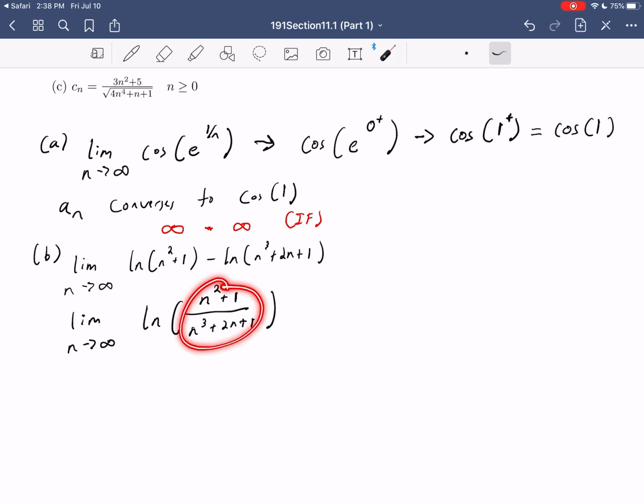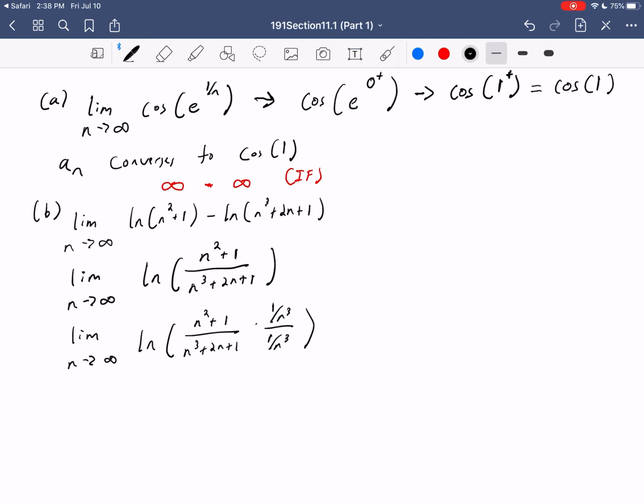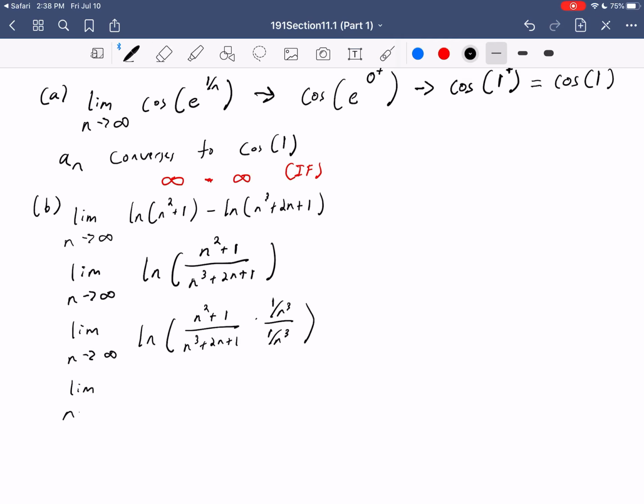Now, in here, we can notice that this is polynomial over polynomial. So let's multiply the top and bottom by the largest in the denominator. So we have ln of (n squared plus 1) over (n cubed plus 2n plus 1), times 1 over n cubed, over 1 over n cubed. And that looks like we should get the limit as n goes to infinity of ln of (1 over n plus 1 over n cubed) over (1 plus 2 over n squared plus 1 over n cubed).